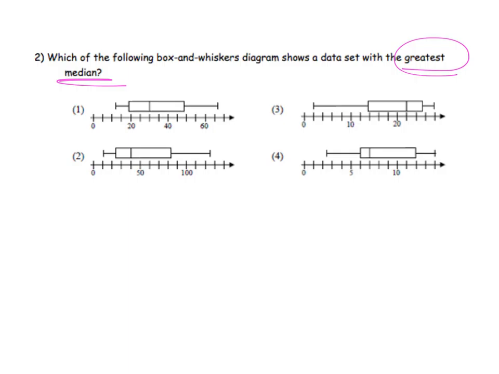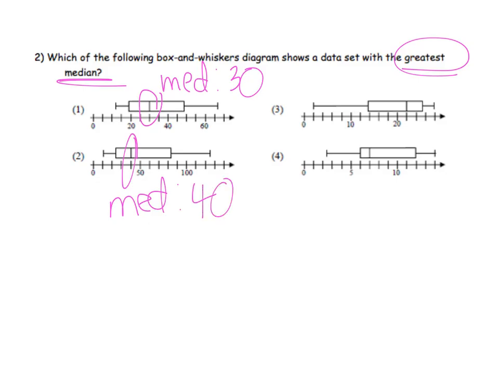You have to pay very close attention to the scales here. In question 1, if you look, the scale is going up by 5. So the median right here would be 30. In choice 2, the scale is 10. So the median here, 10 before 50, would be 40. In choice 3, the scale is going up by 2. So the median here is 22. And in the last choice, the scale is going up by 5. So the median here is 7.